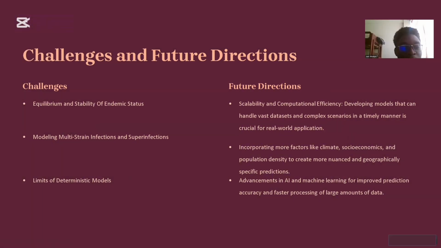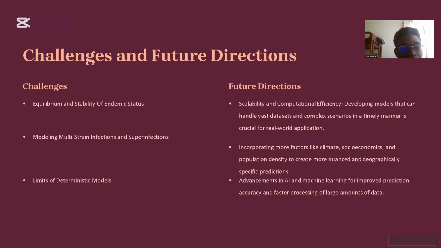Now, I'll talk about scalability and computational efficiency. With this, we develop models that can handle vast data sets and complex scenarios in a timely manner, as is crucial for real-world applications. Secondly, we have incorporating data to create more geographically specific predictions. Finally, we have the advancements in AI and machine learning for improved prediction and for faster processing of large amounts of data.